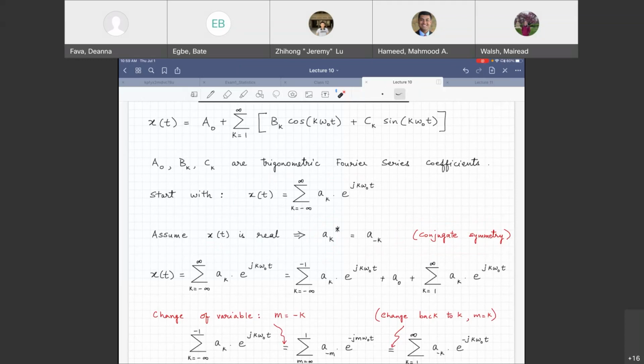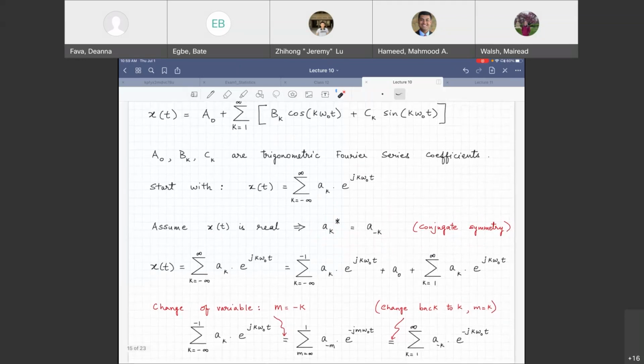When x of t is real, we proved that A sub k is equal to A sub minus k conjugate. That's what we proved. But again, if you conjugate both sides again, you get back this, right? Can you see that? So that's conjugate symmetry. If x of t is real, then that is the property its Fourier series coefficients will have to satisfy. Again, this is something that we proved in the last class.